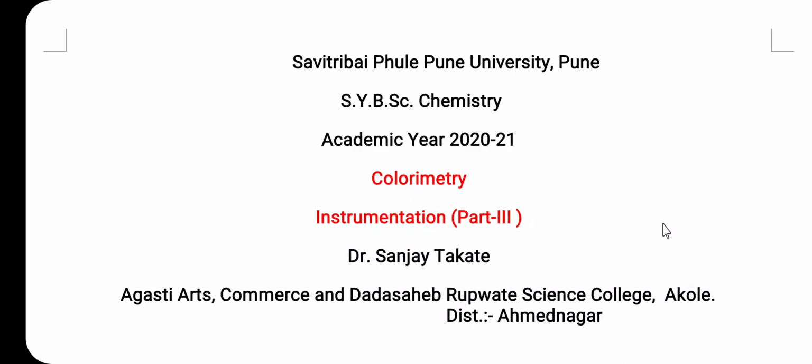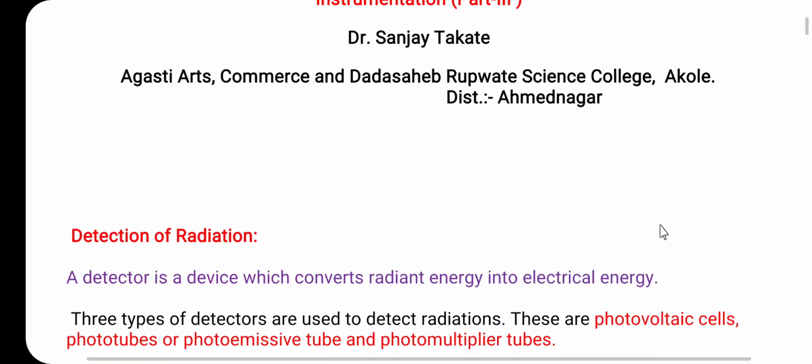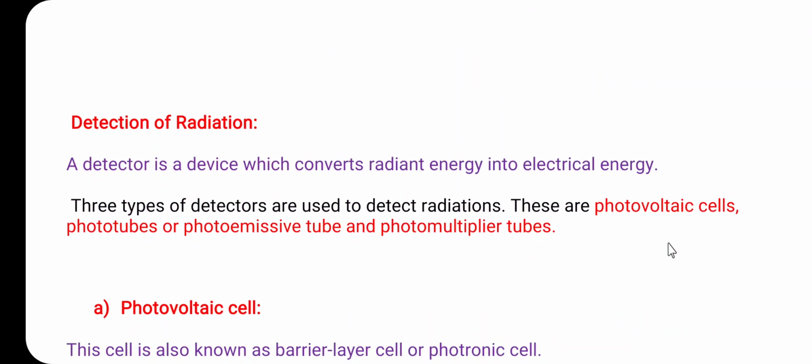So, in this lecture, that is instrumentation part 3, we are going to discuss an important component of colorimetry, that is the detector. So, detection of the radiation. What is meant by a detector, or what is the use of a detector? Generally in colorimetry, a detector is a device which converts radiant energy into electrical energy. This is the function of the detector.